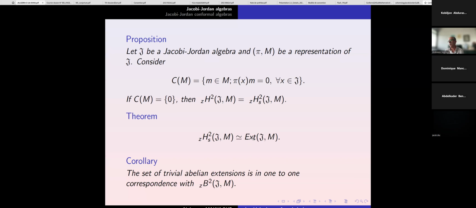And here we can also prove that the set of extensions of G by M is equivalent to, is defined by this H2 symmetric with respect to the zigzag cohomology. And as a corollary, we can see that the set of trivial abelian extensions is in one-to-one correspondence with the two coboundaries.